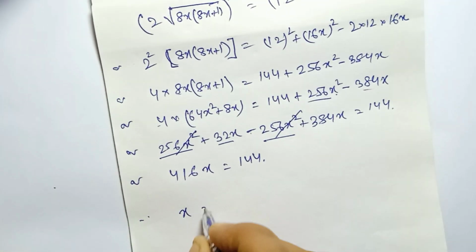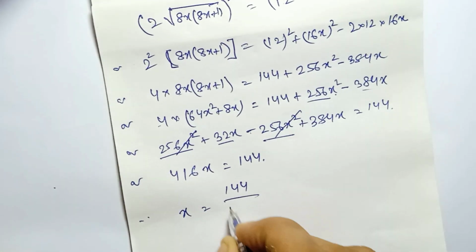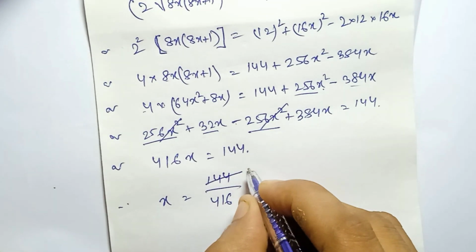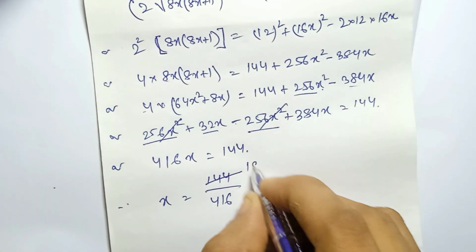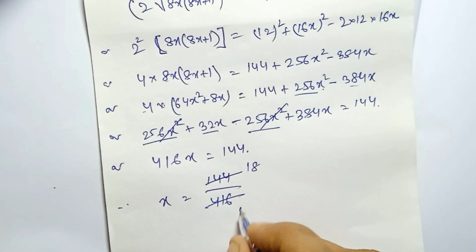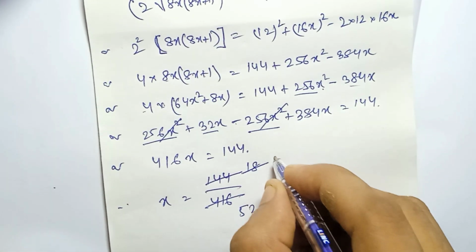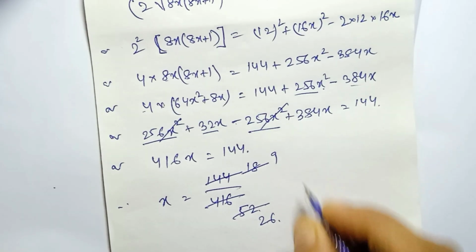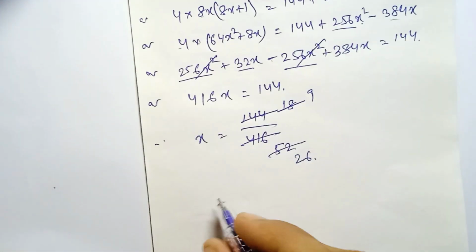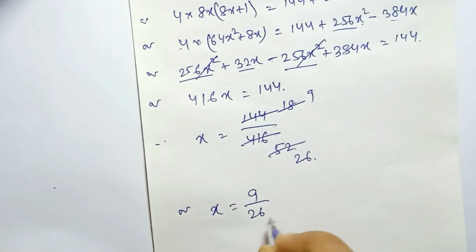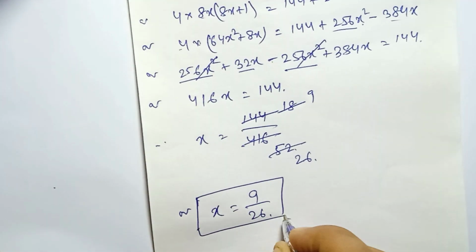Now therefore x is equal to 144 divided by 416. If you divide by 8, so it will be 18 and 52, and we can divide by 2, it's 9 and 26. Now this cannot be reduced more, so x is equal to 9 by 26. This is the answer for x.